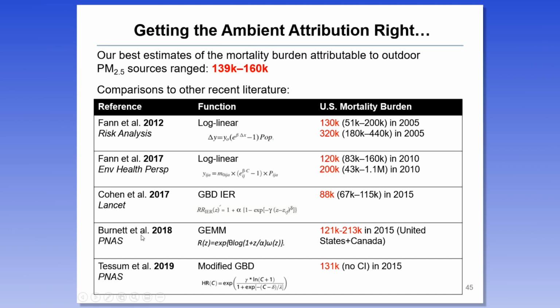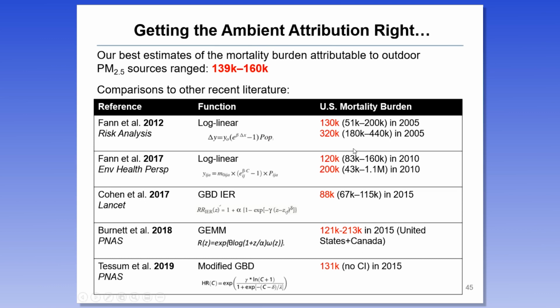So if we look back to these five studies that estimated the U.S. mortality burden in various years associated with ambient PM2.5. Remember, we used 2012 data, so it's kind of right in the middle of these studies. Our best estimates range from about 140 to 160,000 deaths associated with ambient PM2.5. Of course, most of that is in homes, and a very small amount of that outdoors.